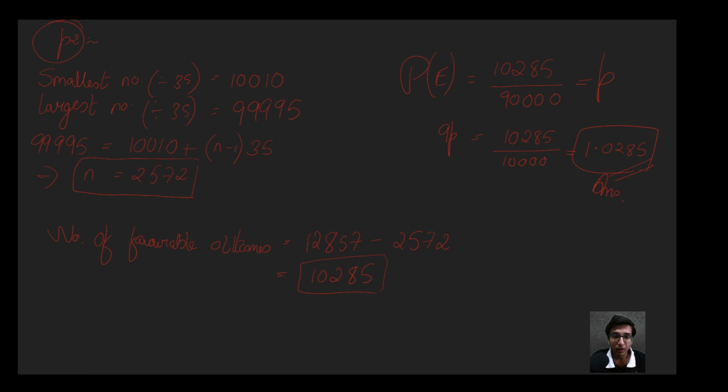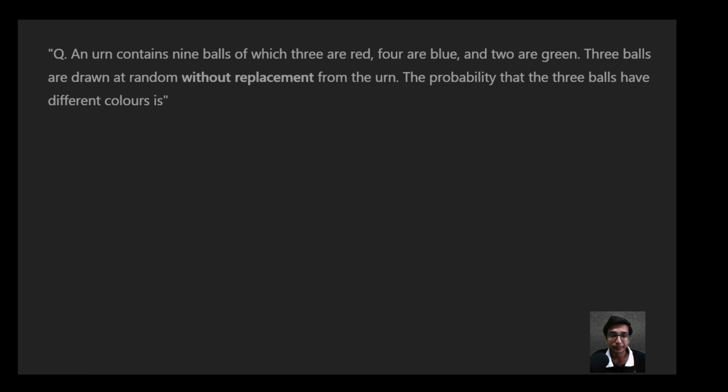Let's look at a few more examples. Now in this question, an urn contains 9 balls, of which 3 are red, 4 are blue, and 2 are green. 3 balls are drawn at random without replacement from the urn. Without replacement, I hope you all remember, we had studied this in permutations and combinations. So a few concepts of PNC would be applied. The probability that the 3 balls have different colors.